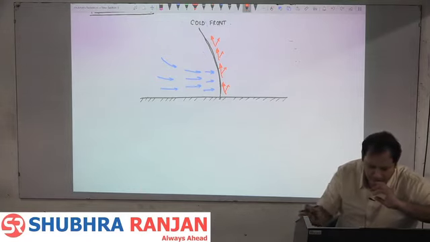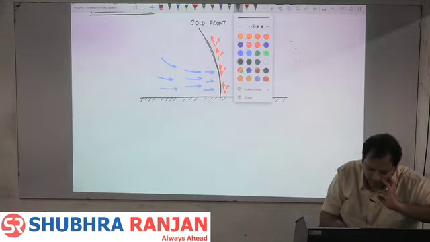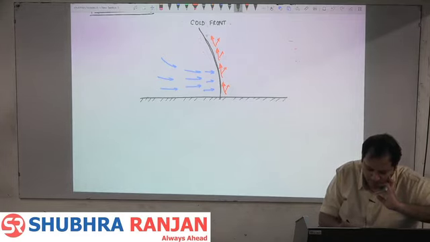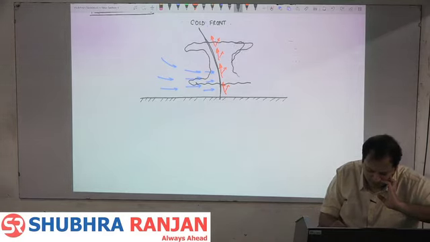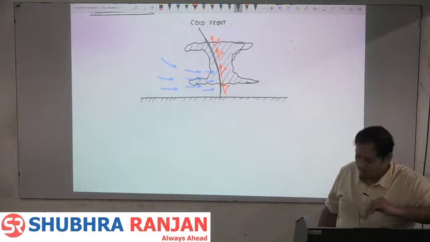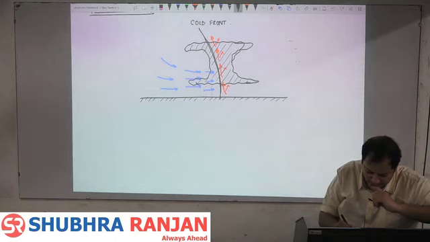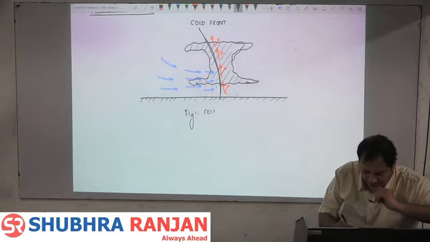When the cold front interacts with the warm air, it steeply uplifts the warm air, forming cumulonimbus clouds in the sky. You can draw this diagram.